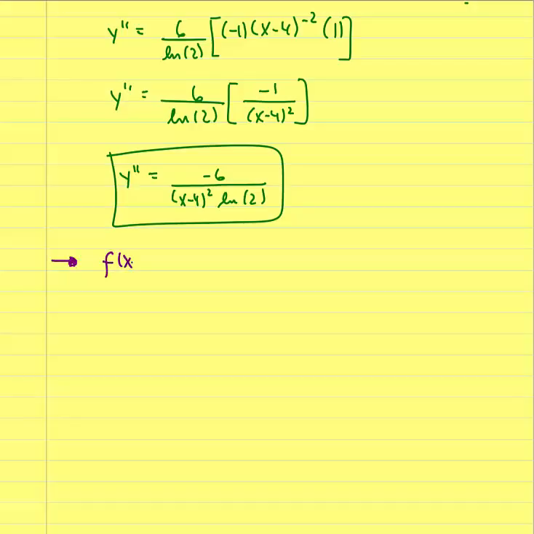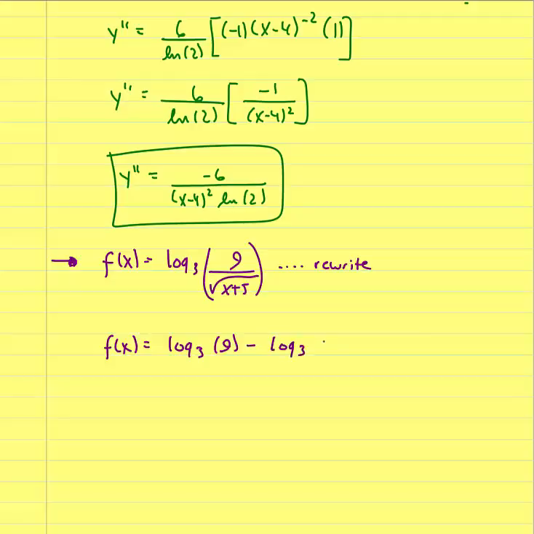If we have a function f of x equal log base 3, and then we kind of have a large argument here, 9 over square root of x plus 5. This is the argument of my log function. Really what I can do here is I could take the derivative using our log rules, or I could rewrite this using my log rules to make it easier to work with. So we'd have f of x equals log base 3 of 9 minus log base 3 of x plus 5 to the 1/2. That's the same as square root, and then I can pull the 1/2 out front.